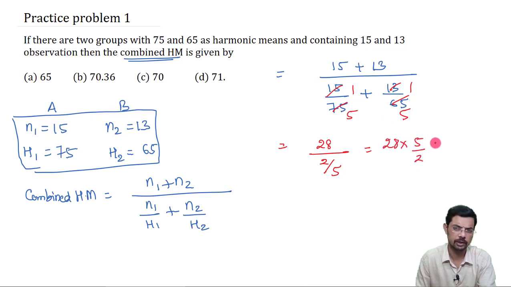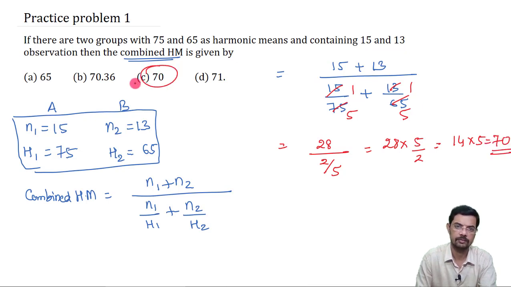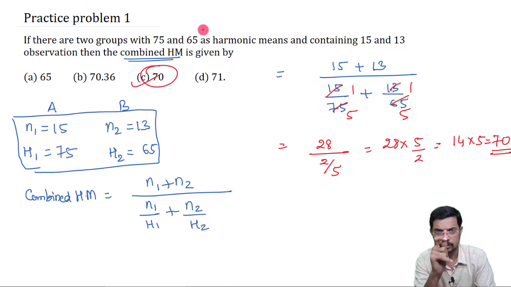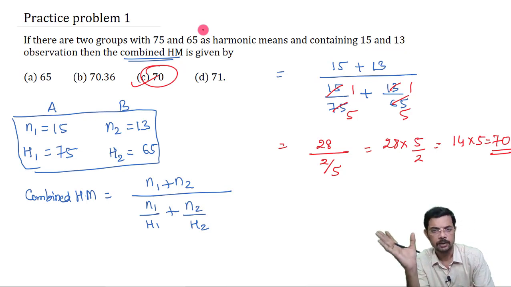You can use your calculators also. So this is 14 into 5, and that is equal to 70. So we have 70 as your answer. Hope this type of problem is clear to you, how to find the combined harmonic mean for the given values. We shall consider more problems when we consider the special sessions.